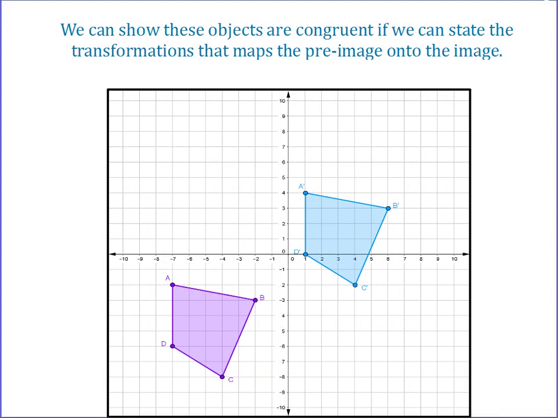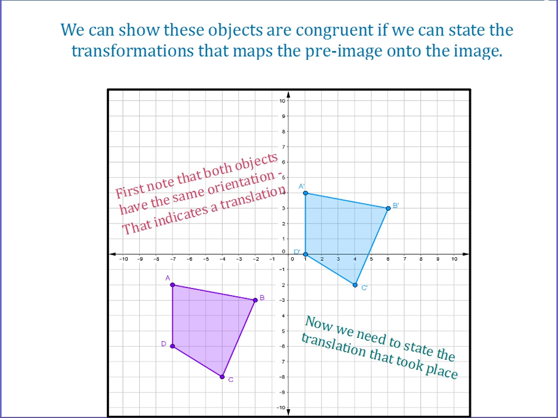Let's take a look. In our first graph, we've got two objects. Be very careful to determine which one is the pre-image and which one is the image. And we need to decide what transformations have taken place. It's very obvious that these two shapes look identical. We're just going to verify. To do that, first note that both objects have the same orientation. That means that the image has not been rotated or flipped from the original image. That means that we've got a translation on our hands.